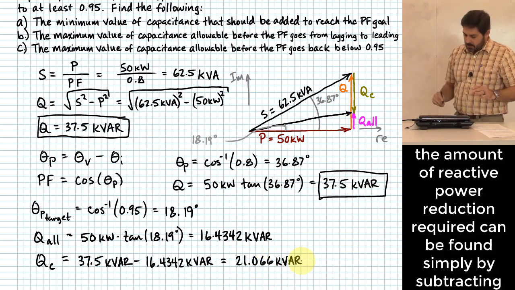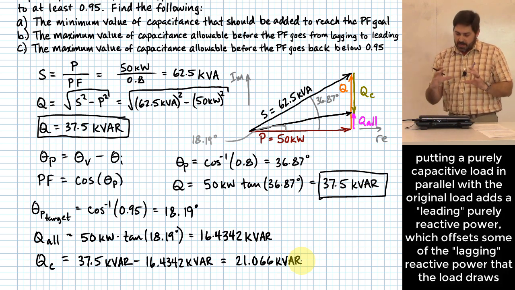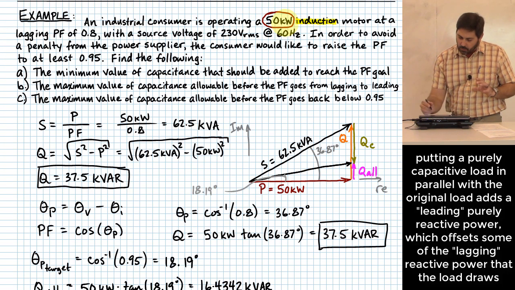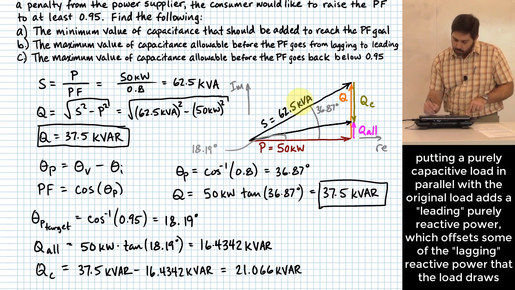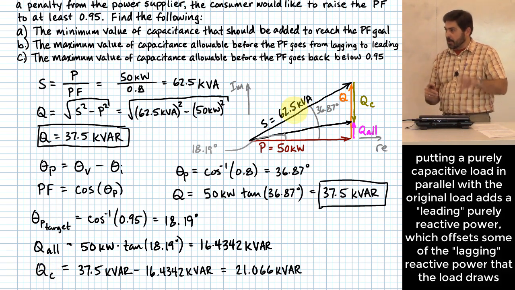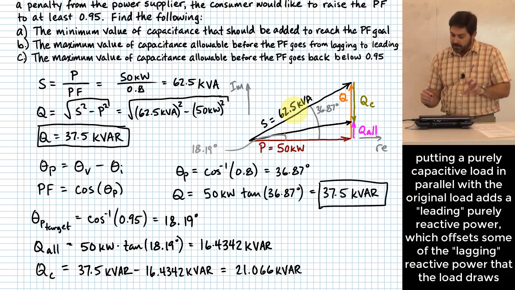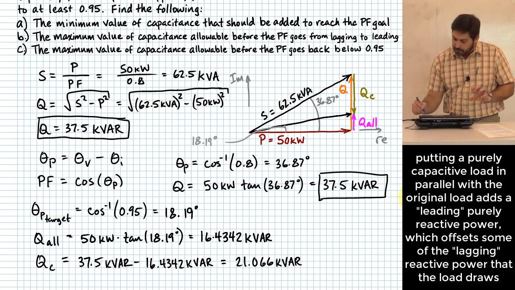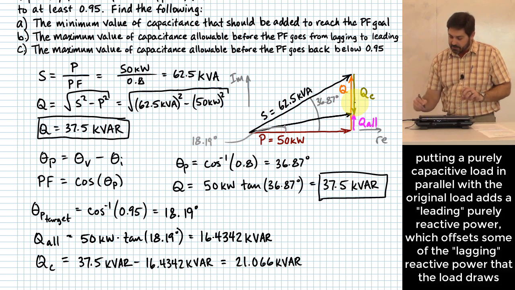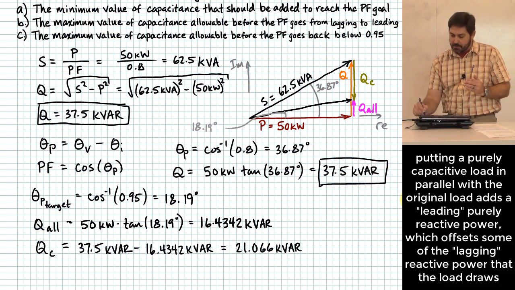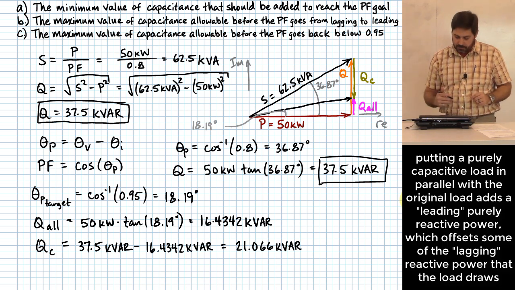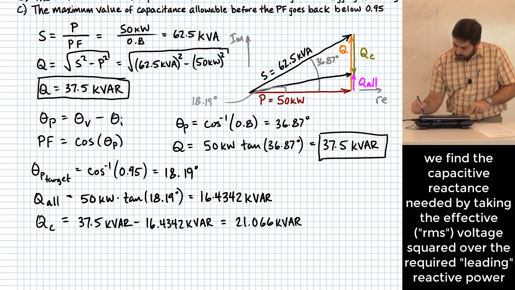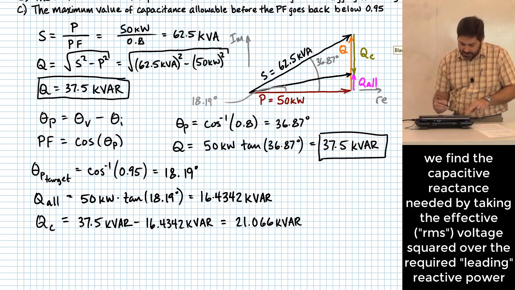Okay. Now, what we're really doing here is we're taking this 50 kilowatt, slash 62.5 kilovolt ampere load, right? We're going to put this capacitor in parallel with that load so that they are both going to be doing a certain amount of power. And what we're doing, though, is we're reducing this amount of reactive power because it's going to go the opposite direction. It's going to be like a leading reactive power as opposed to the lagging reactive power that comes from the load itself.